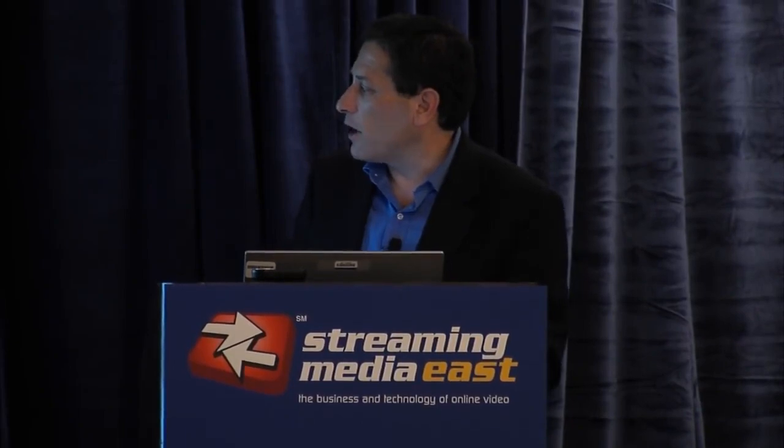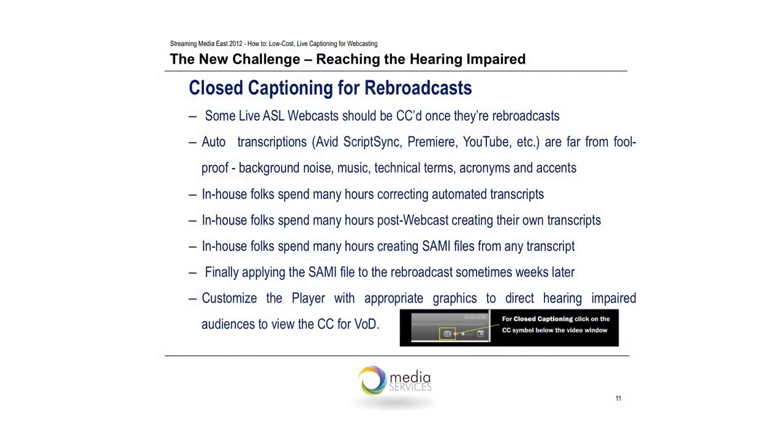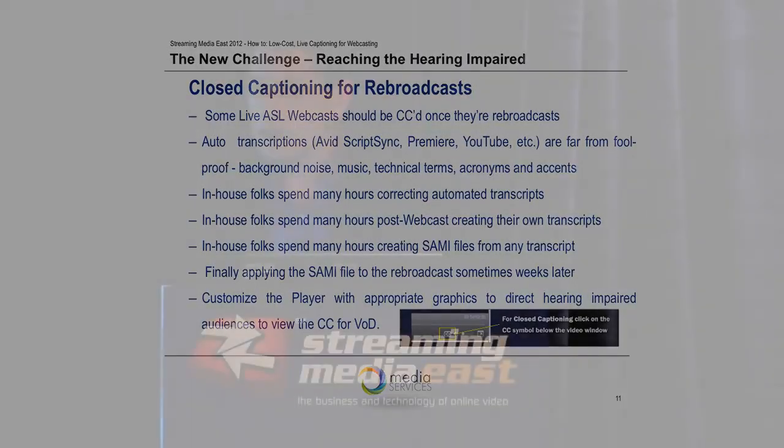Finally, applying the SAMI file to the rebroadcast takes quite a while. And then a small little step, which we have to do with all this stuff, is customize the player with appropriate graphics. And you can see this graphic just below the text. It, again, identifies for closed captioning. Click on the CC symbol below the video window so that you can get that captioning. All this, still we're talking about rebroadcasts.